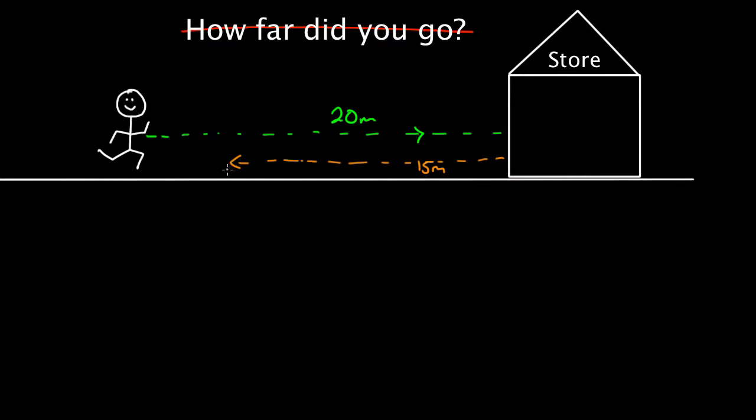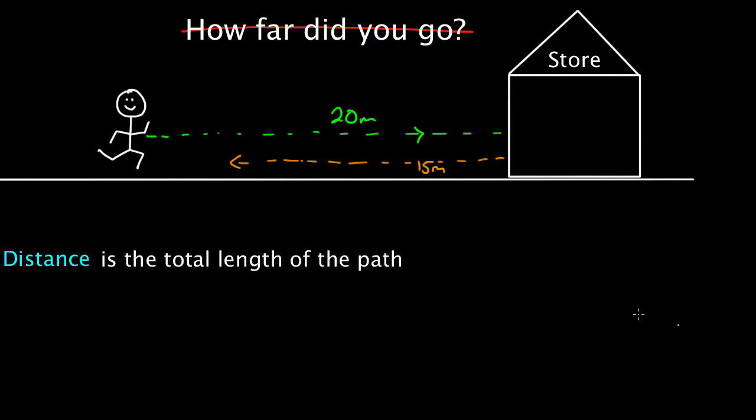In physics, you've got to be specific or you're going to fail. So we need two different terms: one term that tells us the total path, and one term that tells you how far you ended up from where you started. Those terms are these. Distance is the total length of the path. So this is the distance all the way there.